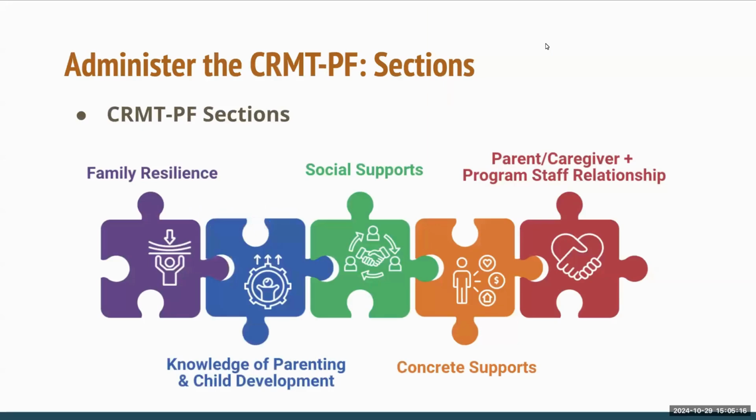The CRMT has 5 sections: family resilience, knowledge of parenting and child development, social supports, concrete supports, and parent or caregiver and program staff relationship. Your program may be using all of the sections or some of them based on how they plan to use the data. If you aren't sure, check with your supervisor.